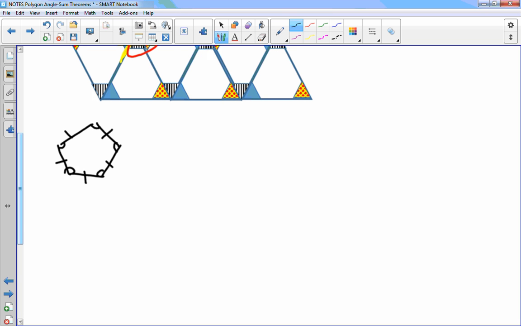Let's find out what the angle sum is, the interior angle sum. How do we do that again? Brian, how do we find the interior angle sum? Good. So how many sides do we have? So we take 5, subtract 2, multiply by 180 degrees. As you have, you know, the angle sum for any pentagon.